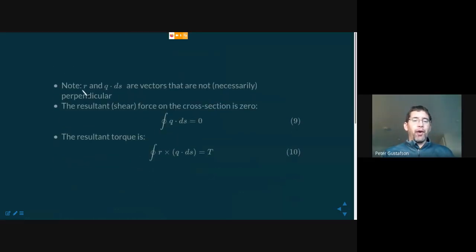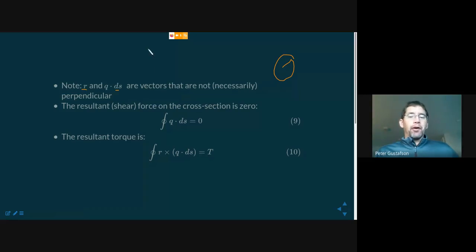Keep in mind that the radius is a vector. As we go from one point to another in an XY space, that has components, so it's a vector. Q is a shear flow, force per unit length. ds is a vector itself, so it has a direction associated with it. So force per unit length times ds, a length, is going to be a differential force, so that also is a vector.